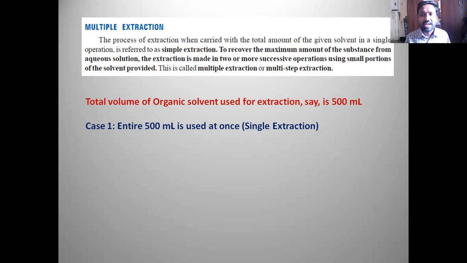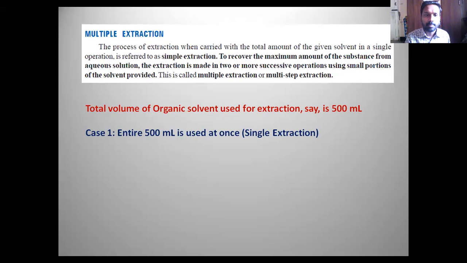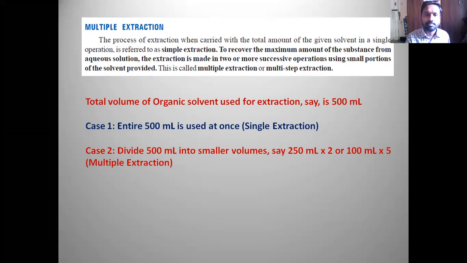Now, what I will do is, I will ask you to do this in a different way, in the sense, divide this 500 ml into smaller volumes, maybe 250 ml 2 times or 100 ml 5 times, and do the extraction if you are using 250 ml 2 times, and do the extraction if you are using 100 ml 5 times.